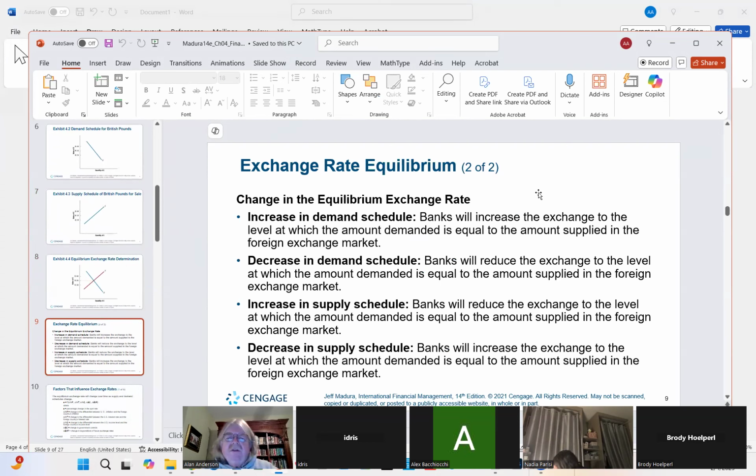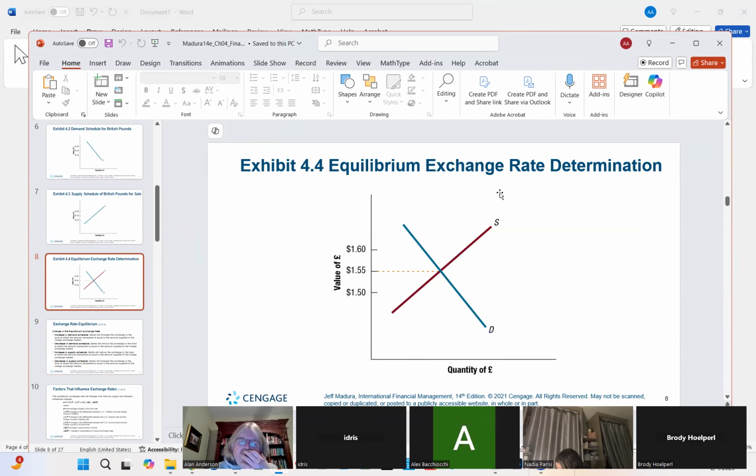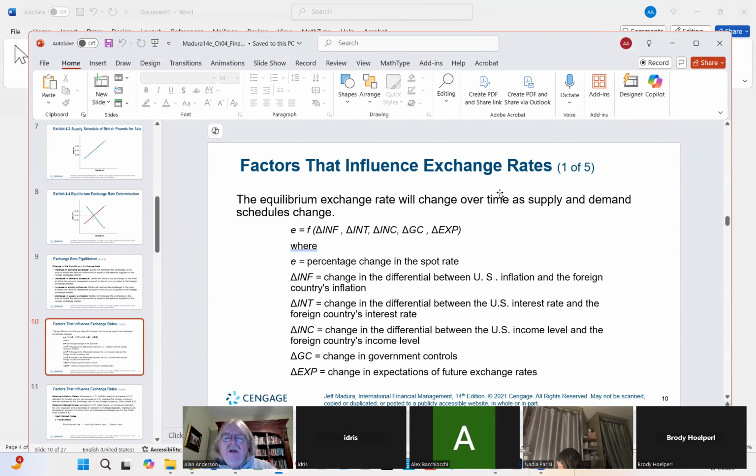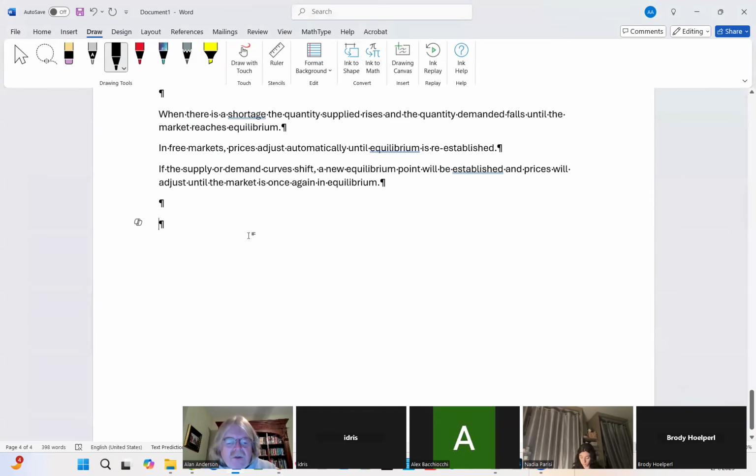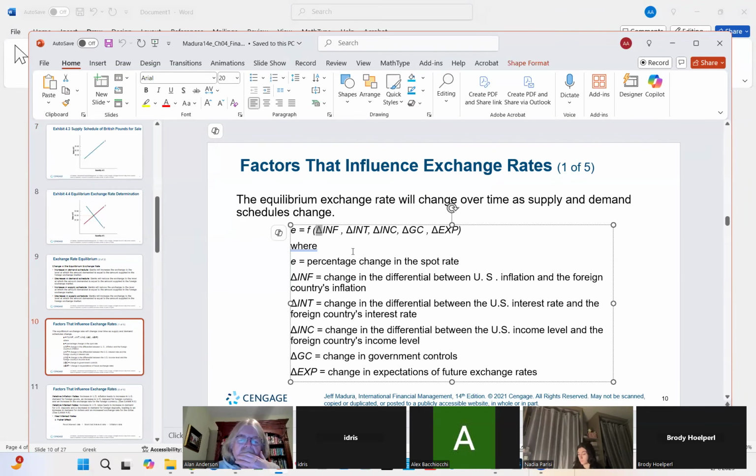So yeah, this is pretty much what we've already talked about. What we want to look at is, yeah, here we go. What factors are going to cause this to happen? They're telling us that these are the main factors that can cause changes in supply and demand. By the way, just want to note here, this little triangle is the Greek letter delta, and that is used to represent change. So, for example, the change in the inflation differential between the two countries.